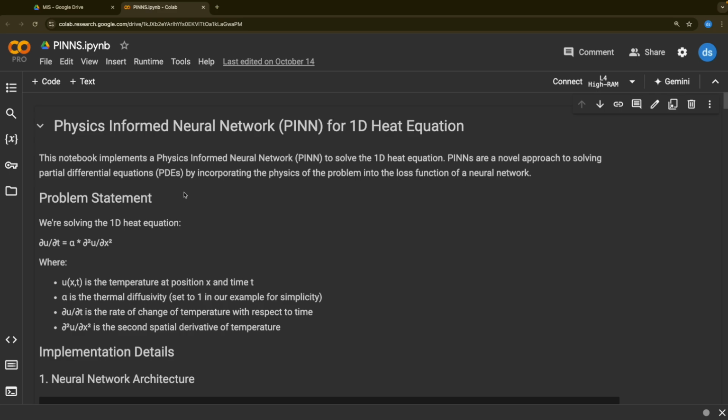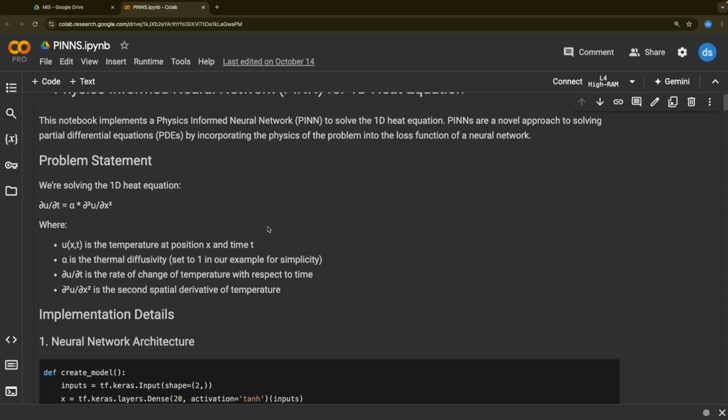So in this video we are going to cover the topic of physics informed neural network, and the example that we have chosen is a 1D heat equation. This notebook implements a physics informed neural network to solve the 1D heat equation. PINNs are a novel approach to solving partial derivative equations by incorporating the physics of the problem into the loss function of the neural network. So we'll go step by step and see how this problem will be solved.